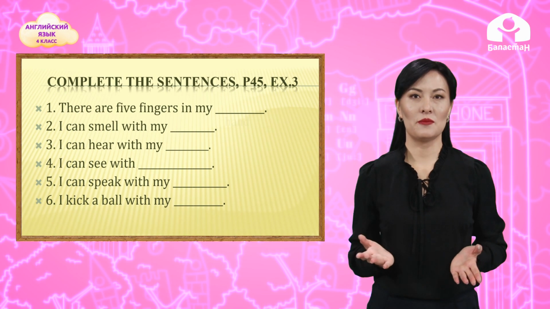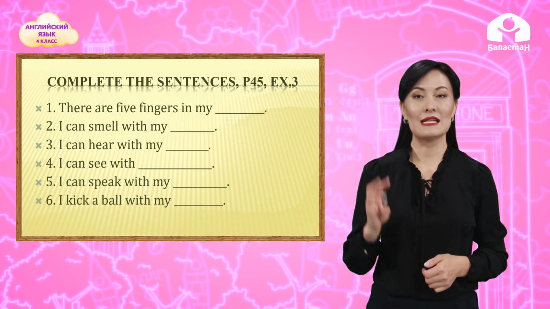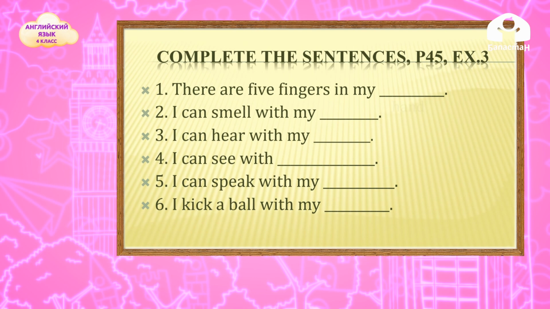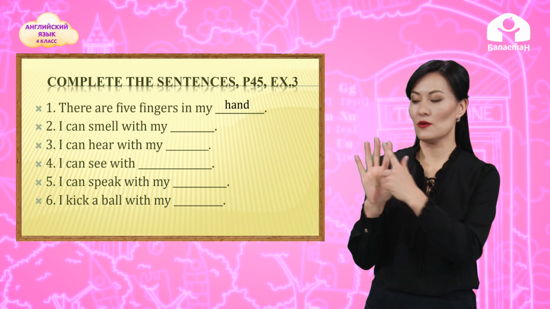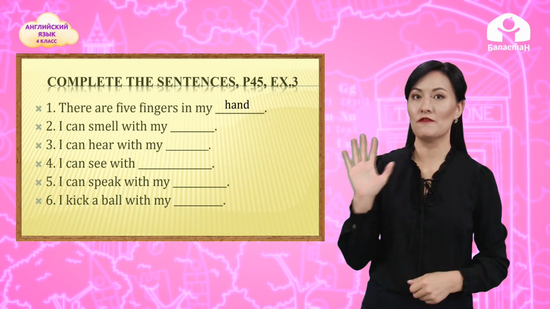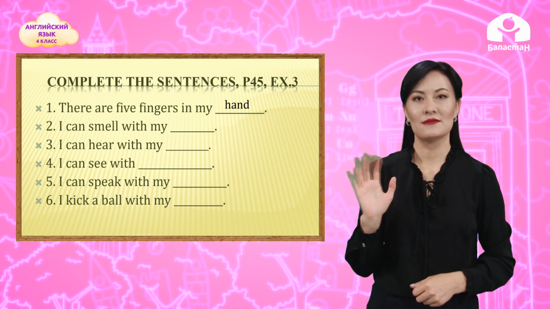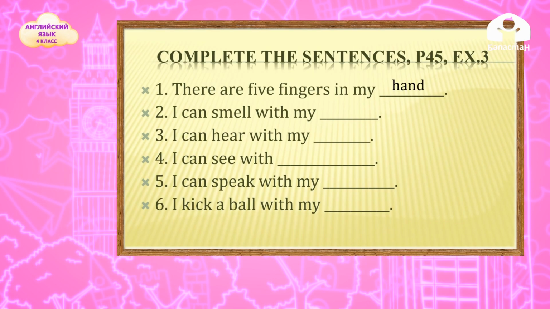Open your books to page 45, complete exercise 3. There are 5 fingers in my hand. Yes, look. I have a hand. 1, 2, 3, 4, 5. 5 fingers in my hand. Good job. I smell. I smell with my nose.